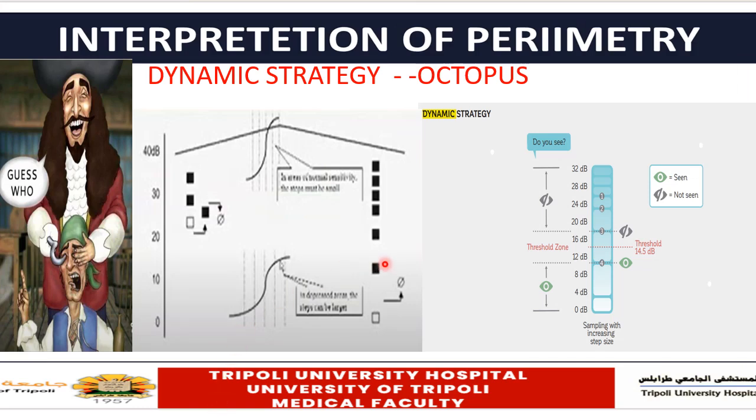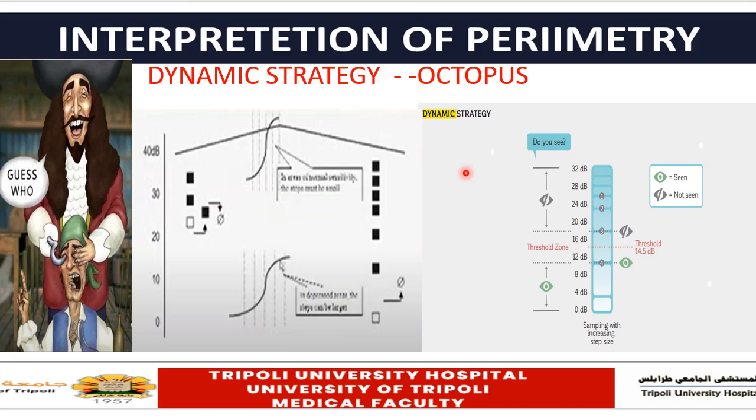I will say a few words about the dynamic strategy that's used in Octopus. This is a useful and fast strategy comparable to the SITA standard in Humphrey perimetry. It is useful, reliable, and of short duration, between 6 to 8 minutes. Briefly, it follows the same principle as the normal threshold strategy.